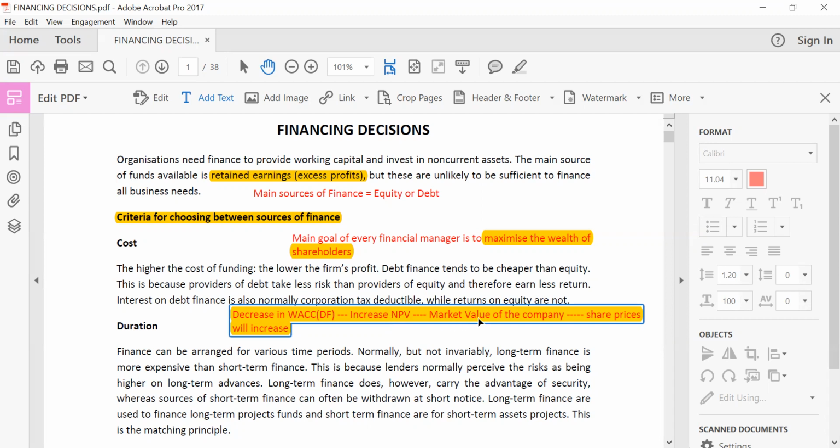If the market value of the company falls, the value of share price will fall. So let's look at it from this context. In the first context, we are looking at the point where we are considering cost as a basis for the decision maker as to whether he wants to go for this source of fund or not to go for that source of fund.